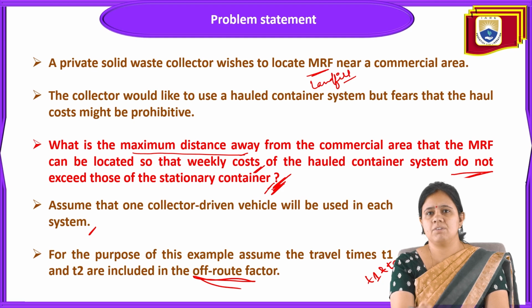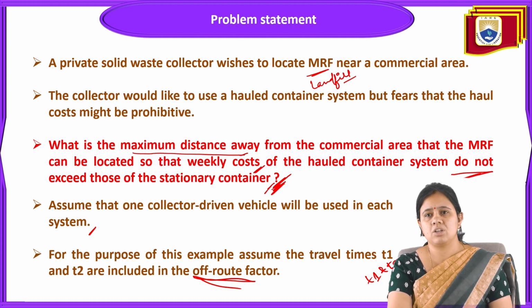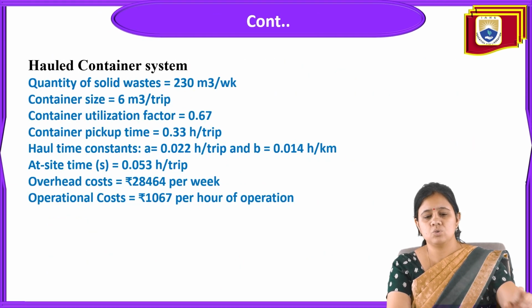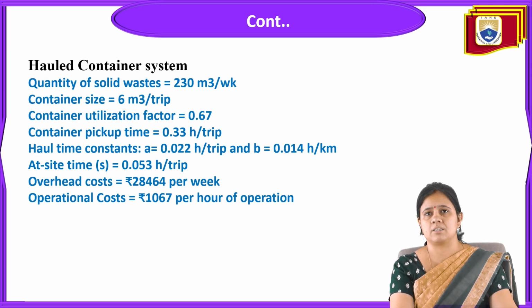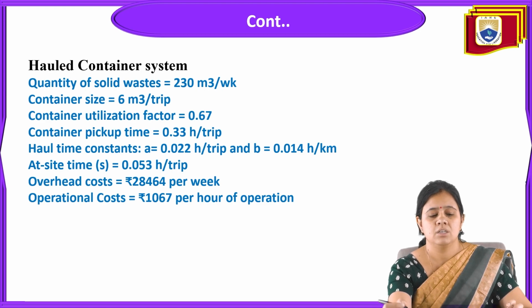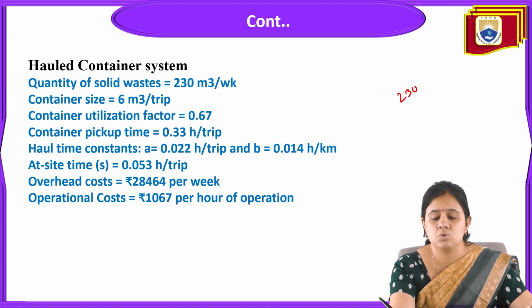Two times are there, T1 and T2, and they are included in the off-route factor. For the haul container system, these are the values that are given, and we have to assume that the quantity of solid waste is 230 meter cube per week.